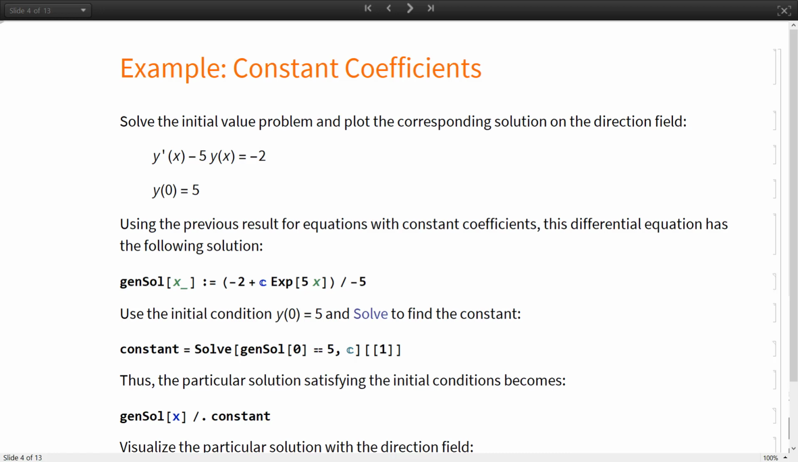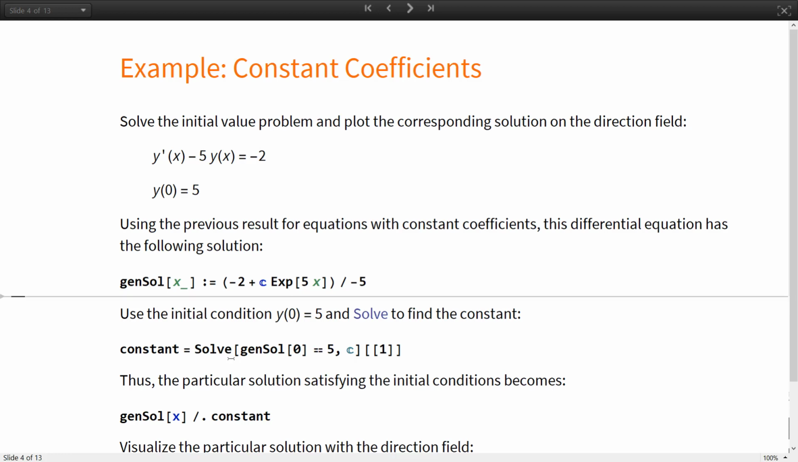Let's use our general solution from the previous slide to solve a particular equation. Here we have a first-order linear differential equation where the p of x term is equal to minus 5 and the q of x term is equal to minus 2. The initial condition states that the solution equals 5 when x equals 0. We can use the result derived on the previous slide and replace a and b with their respective values to write the general solution for the problem.